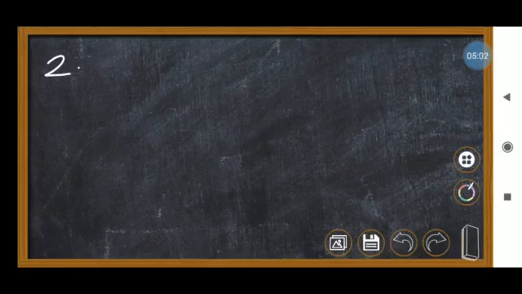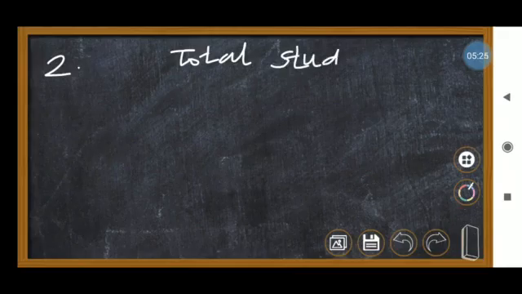Out of 30 students in a class, 6 like football, 12 like cricket, and the remaining like tennis. Find the ratio of the number of students liking football to the number of students liking tennis. Okay students, first you have to know the total students. So how many total students? First you have to write total students is equal to 30.